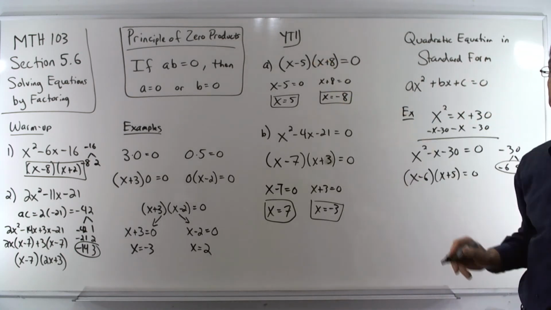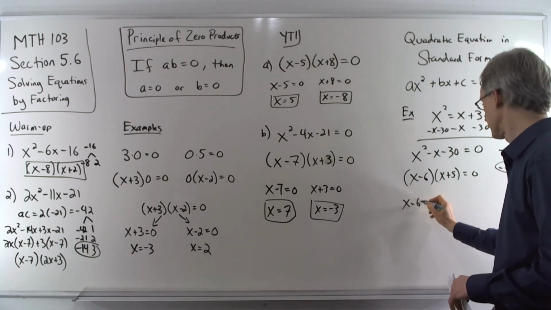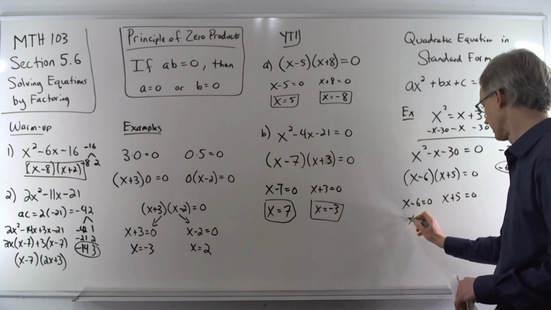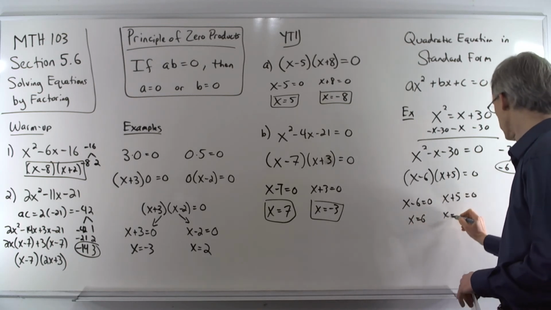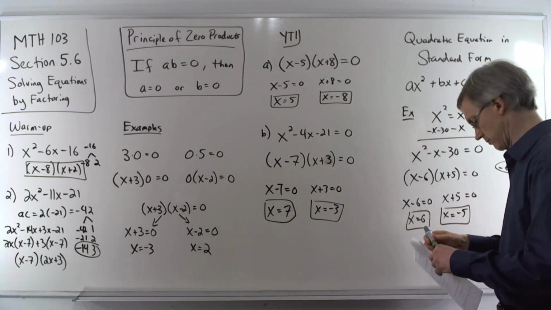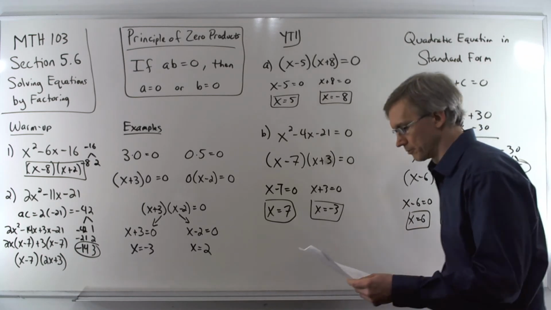And now we use the principle of zero products. Split this thing up. x - 6 = 0 and x + 5 = 0. So x = 6 and x = -5. Your turn, number 2.